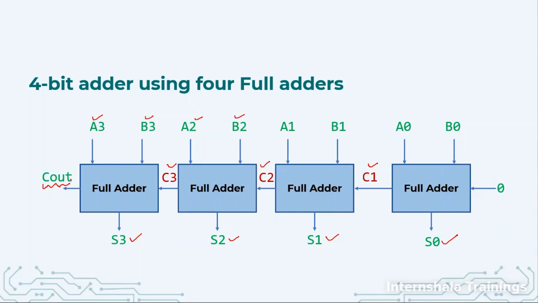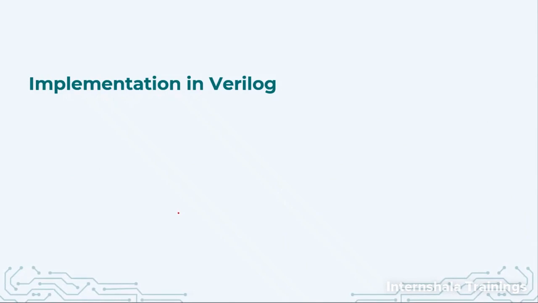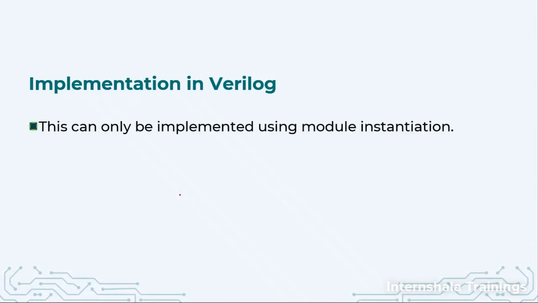Now there might be a question in your mind, why do we call it a ripple carry adder? Why not only a 4-bit adder? Here the carry goes like a ripple effect from one stage to the other, and that is the reason it is called a ripple carry adder. There are various other adder designs. This is one of them, called the ripple carry adder. So now we know the design, we can understand that this can be implemented only using the module instantiation technique. So let us go to Vivado and implement it.